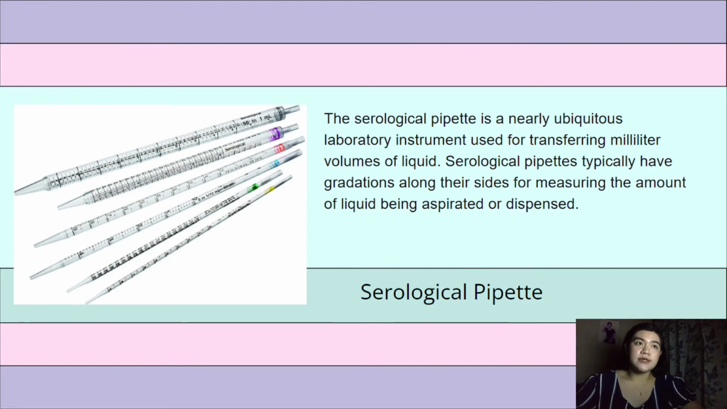The serological pipette is a nearly ubiquitous laboratory instrument used for transferring milliliter volumes of liquid. Serological pipettes typically have gradations along their sides for measuring the amount of liquid being aspirated or dispensed.